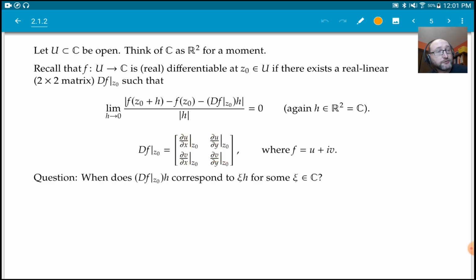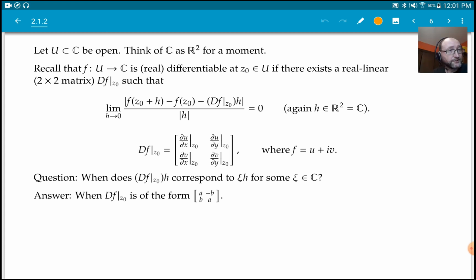All right. So, question is, when does this matrix correspond to multiplication by a complex number, which is what we want? We'll see in a little bit. That's what that will mean, that it's complex differentiable. So when does this real 2 by 2 matrix correspond to a multiplication? When is it a multiplication by a complex number, right? We know that not every real linear operator is a multiplication by a complex number.